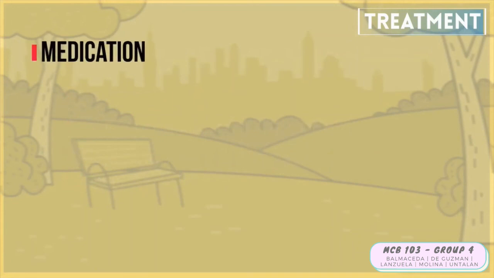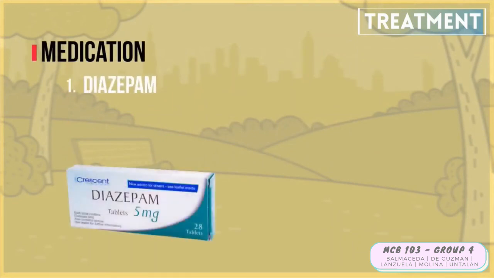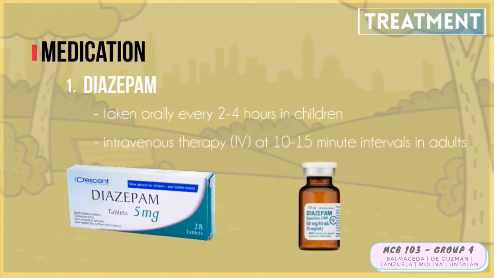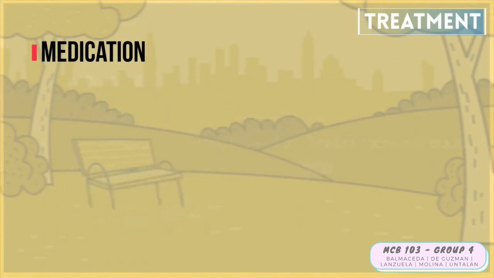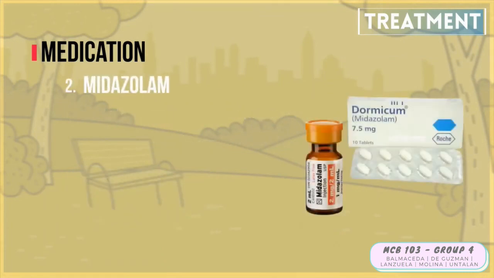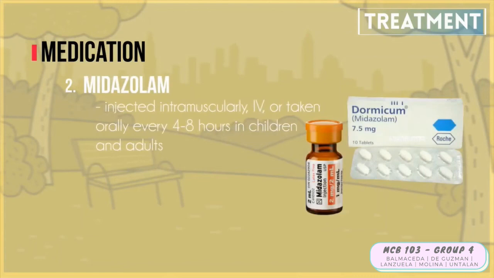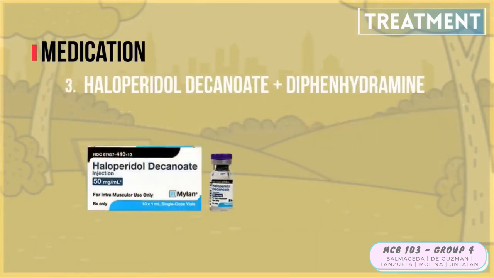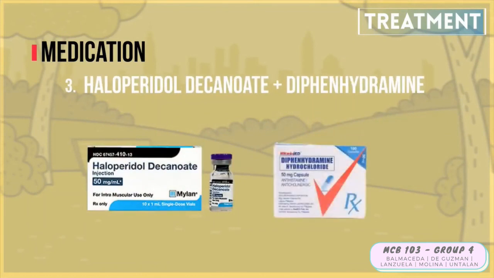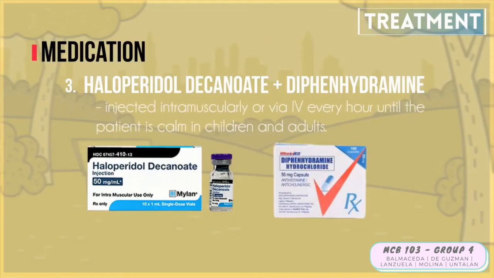Medication may be given from any of the following. First, diazepam, which is taken orally every 2 to 4 hours in children and through intravenous therapy or IV at 10 to 15 minute intervals in adults. Second, midazolam, which may be injected intramuscularly, IV, or taken orally every 4 to 8 hours in children and adults. Third, haloperidol decanoate plus diphenhydramine, which may be injected intramuscularly or via IV every hour until the patient is calm in children and adults.